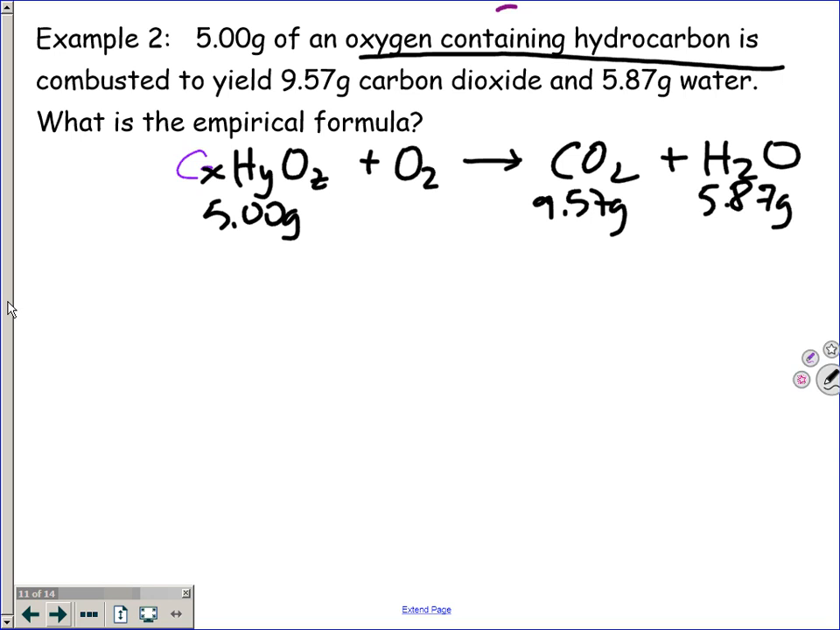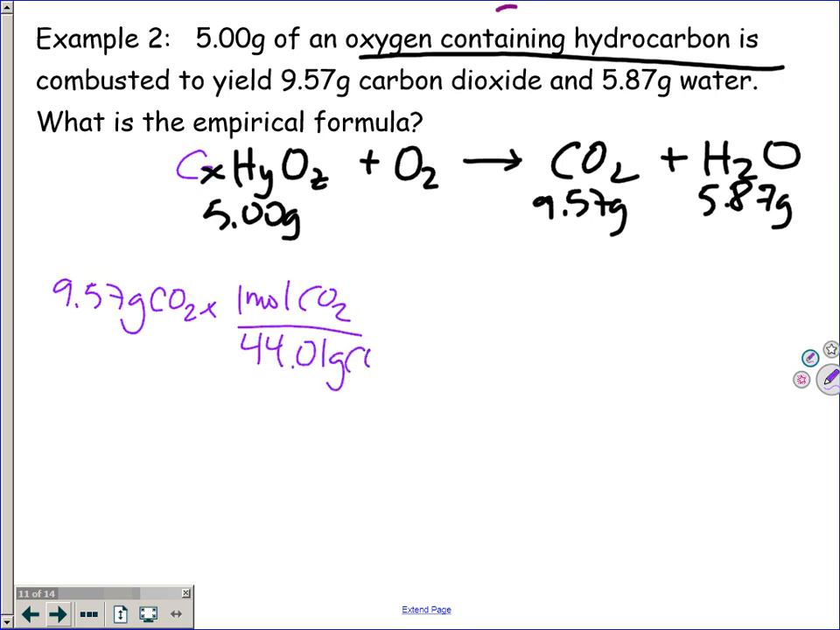Occasionally I'll ask how much oxygen was combusted with it, but you would just subtract the masses and get how much that was, but we're not going to do that right now. Let's start this off the exact same way. Take your 9.57 grams of carbon dioxide and convert to what? Moles, which is what? 44 grams per mole, 44.01 grams per mole.